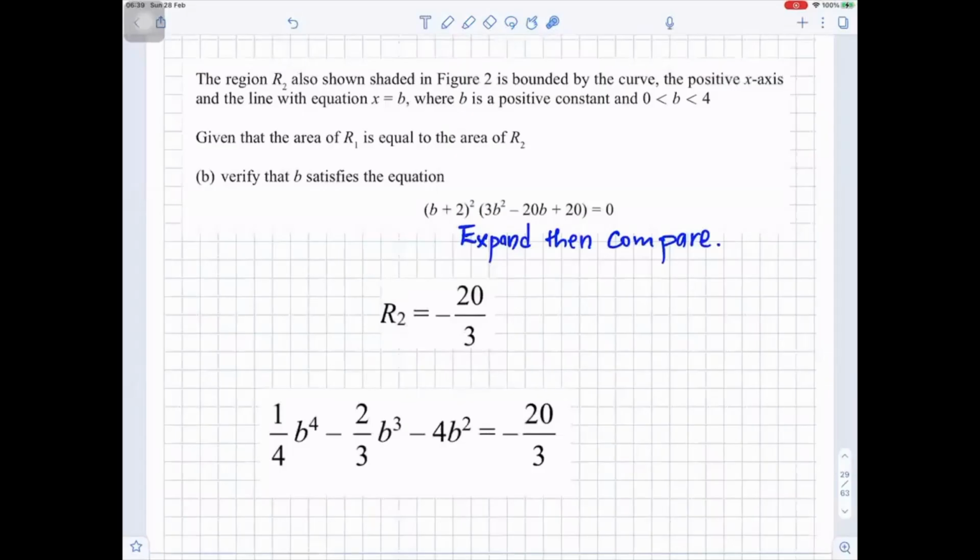Part 8b: the region R2, also shown shaded in figure 2, is bounded by the curve, the positive x-axis, and the line with equation x equals b, where b is a positive constant. But B says verify that B satisfies this equation. So what you want to do, you want to expand and then you compare. And we know that R2 is minus 20 over 3.